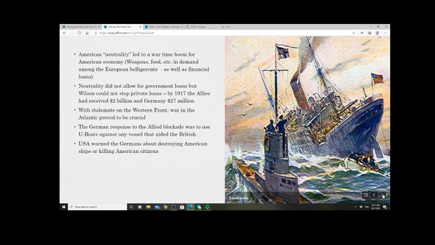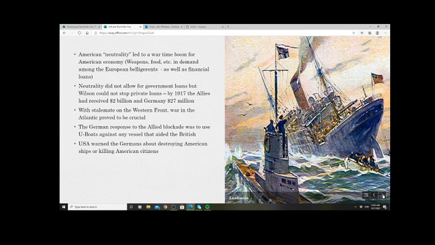That is not to say that there wasn't pressure on Wilson to perhaps intervene or perhaps in some way punish the Germans. American neutrality had been good in one instance, right? In the one instance where it had been really good was financially. Now, America, under this neutrality approach, the American government did not allow for loans to be sent to the Allies.